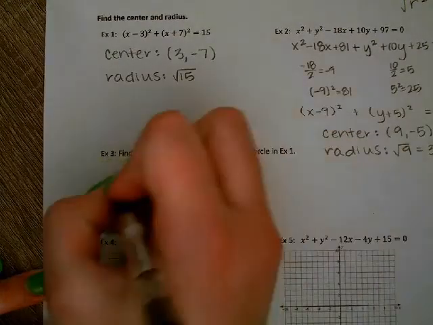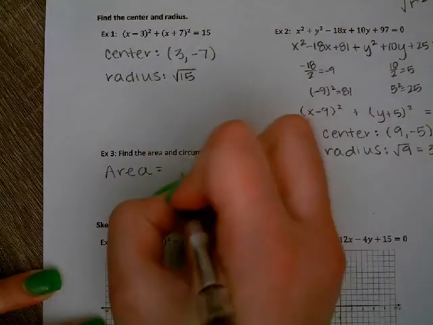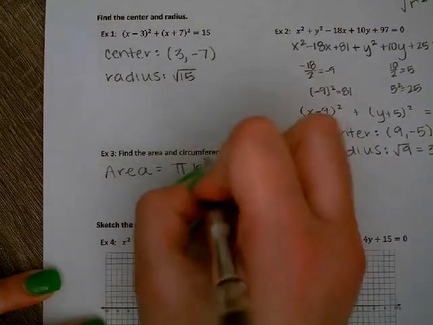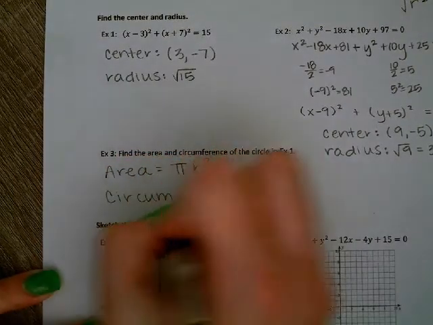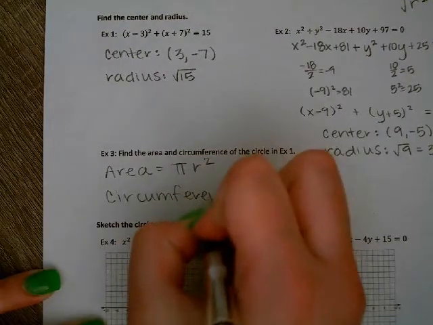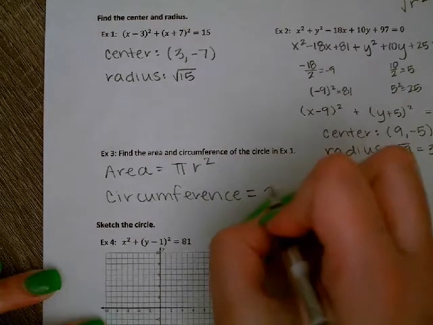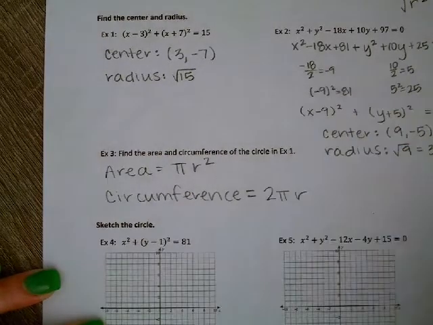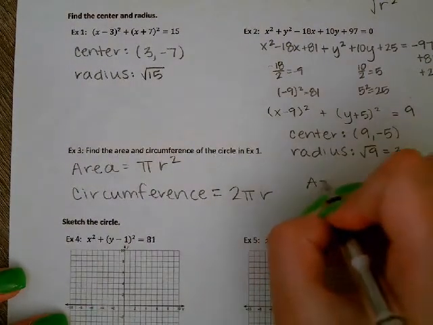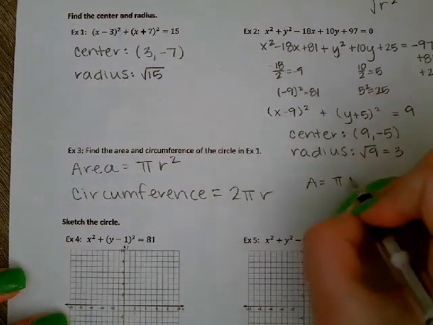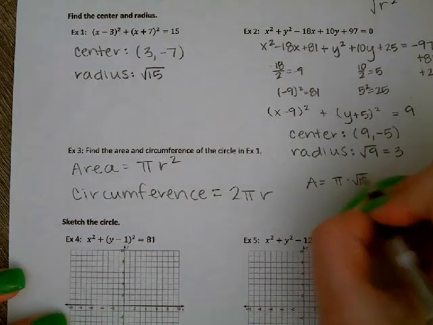So if you guys recall, the formula for area of a circle is pi r squared. The formula for circumference, that's kind of like the perimeter of a circle, is 2 pi r. So for example 1, we're going to say the area is pi times the square root of 15 squared.